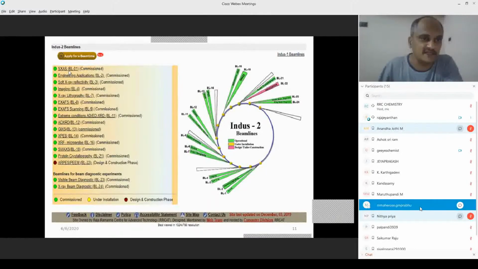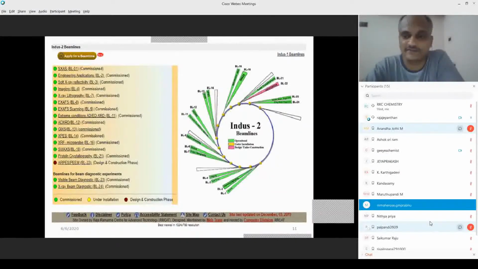Beam line 1, that is called BL01, the green one, is called SAX, which means soft X-ray absorption spectroscopy. This is also called NEXAFS, which is what I am going to talk about, near edge X-ray absorption fine structure spectroscopy, and it is also called XANES. XANES means X-ray absorption near edge spectroscopy.